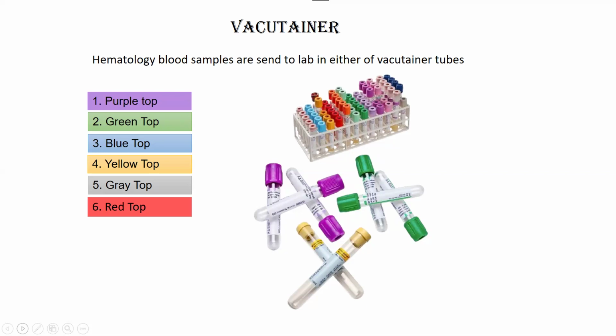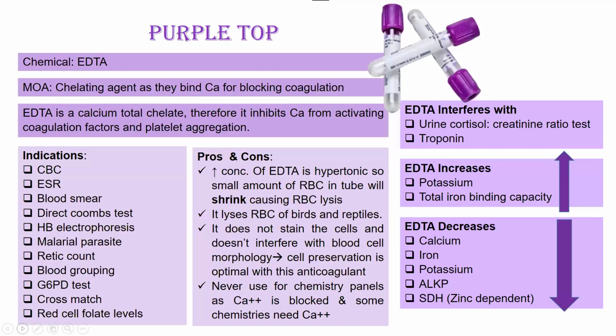These tubes are called vacutainers because they have vacuum inside them. So let's begin with the first tube, that is the purple top tube. The chemical ingredient it has is EDTA. Its mode of action is that it acts as a chelating agent, as it binds calcium for blocking the coagulation.